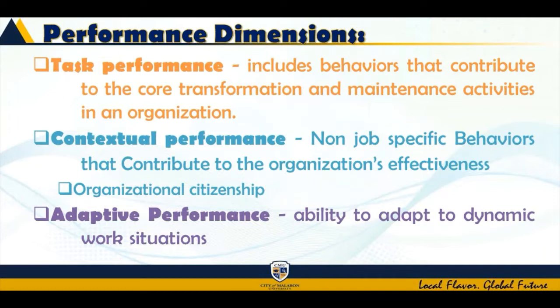Task performance includes the behavior of the employee, whatever they are contributing to the core of the transformation and even the maintenance activities that they need to do inside the organization. And these are the activities that they need to transform. For example, a certain employee working in production needs to transform raw materials into the goods and services that are produced by the organization.